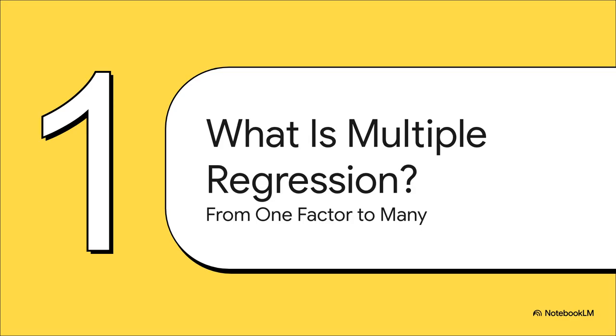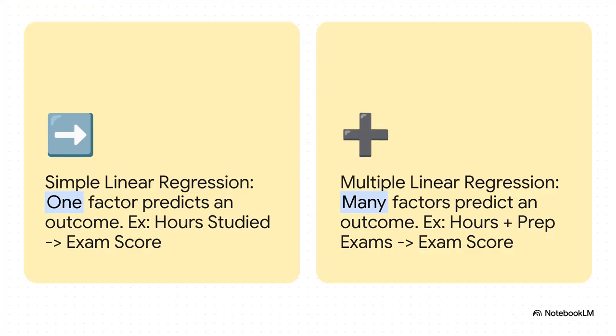All right, so what in the world is multiple linear regression? Let's get into it. And to really get our heads around how we can look at many different factors at once, it actually helps to start by looking at a simpler version that only uses one. Okay, right here, this is the key difference. Simple regression, it's a great starting point. It can totally show you a link between, say, studying more hours and getting a better exam score.